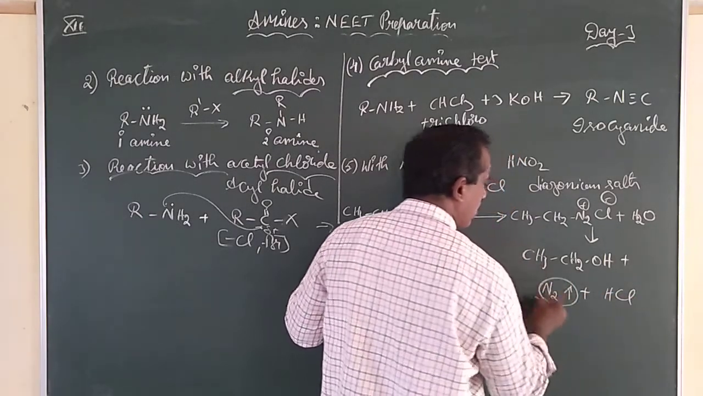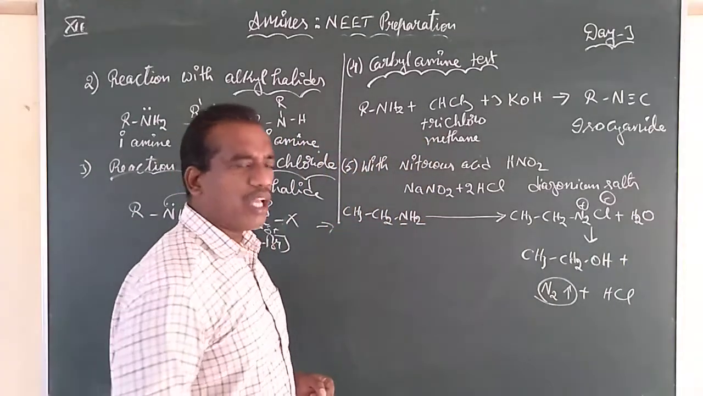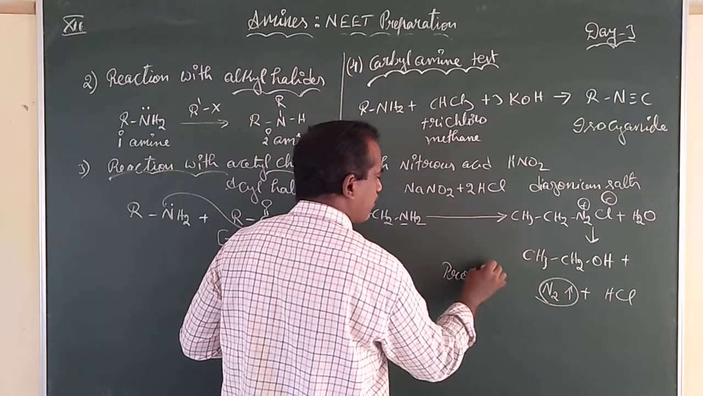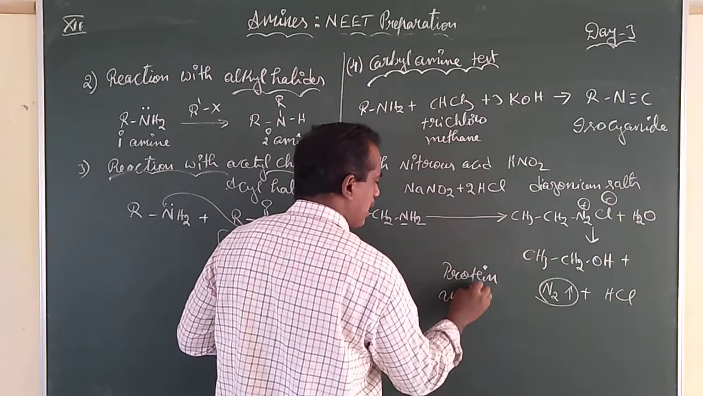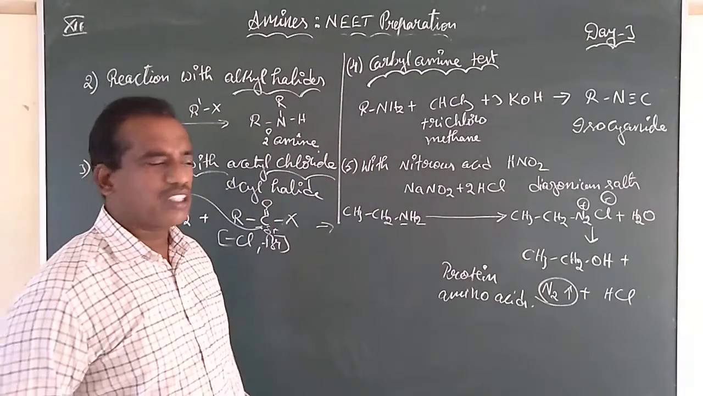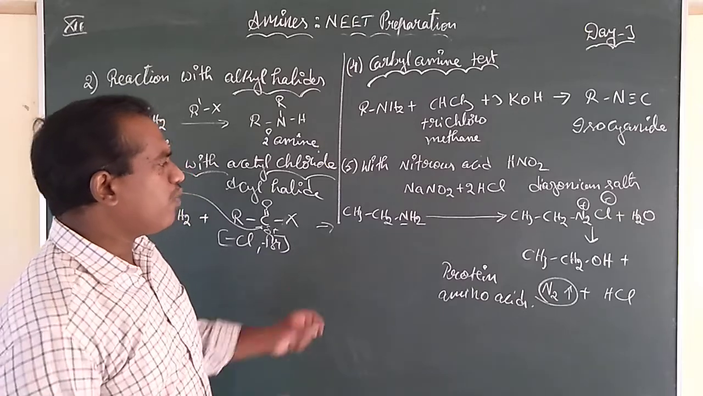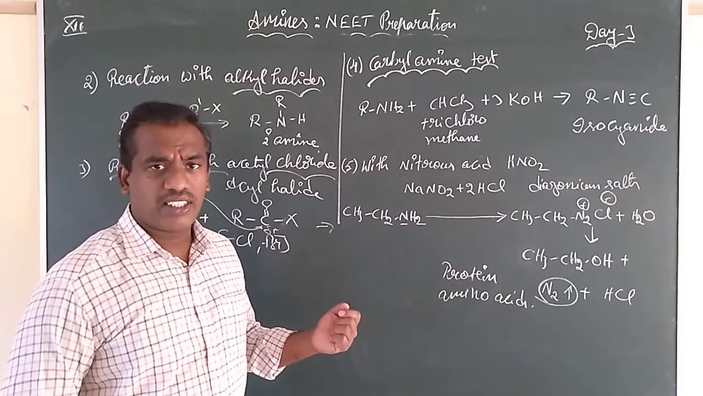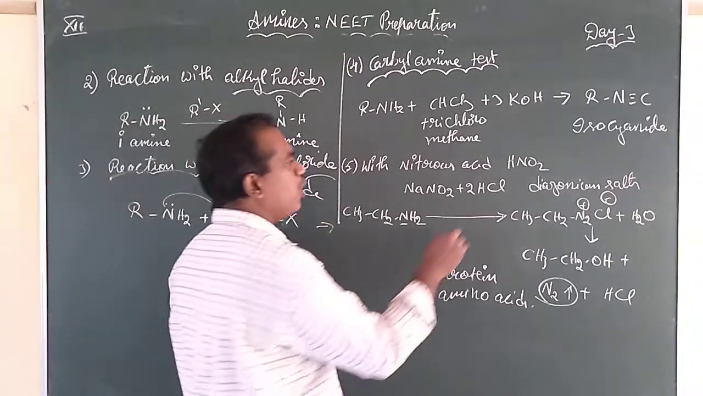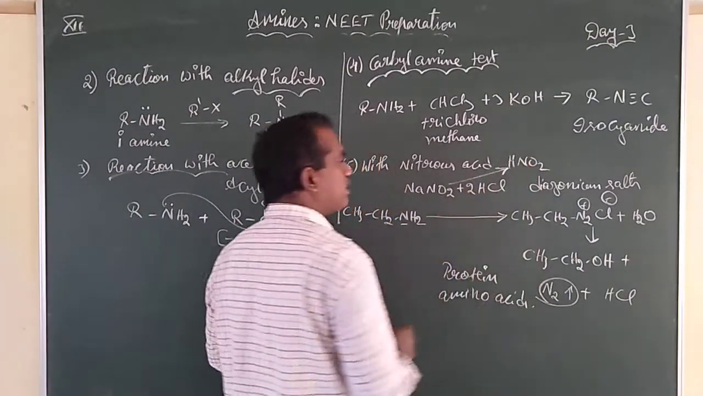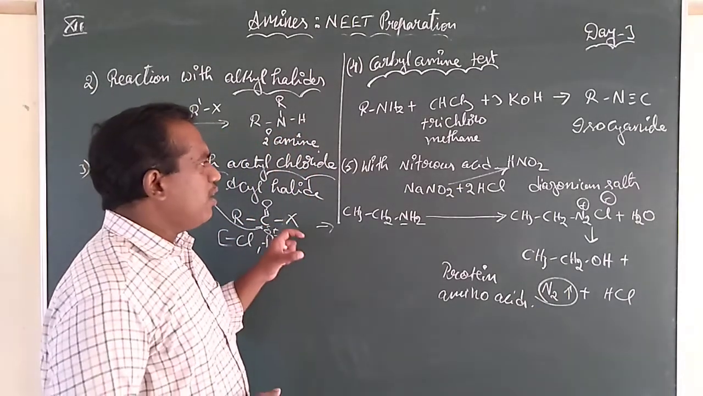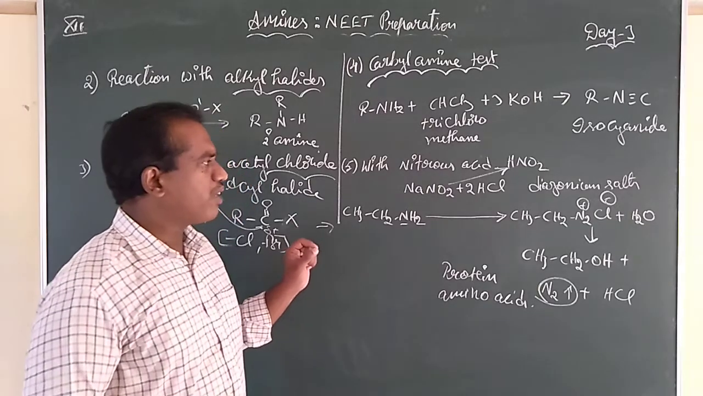HCl will be formed. By the amount of nitrogen gas formed, this is used to determine the proteins and amino acids present in the compound. So this is about aliphatic amines, how they react with nitrous acid, HNO2. From where are we getting this HNO2? We are getting it from the mixture of sodium nitrite and hydrochloric acid. The fifth one is very simple in the case of aliphatic amines.